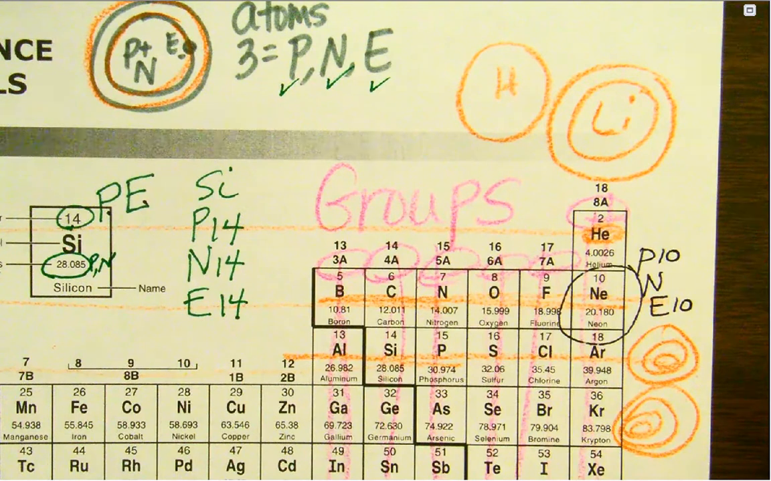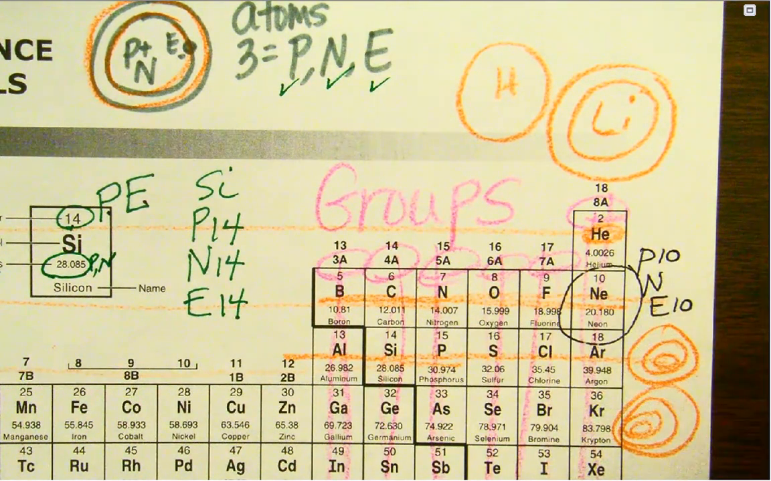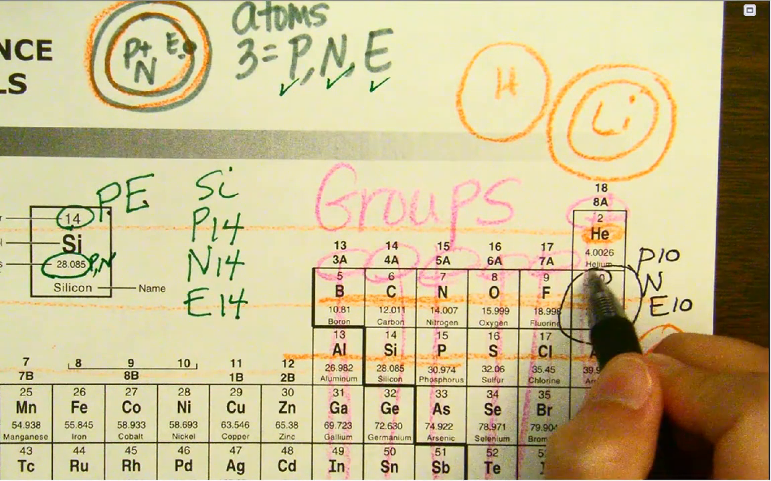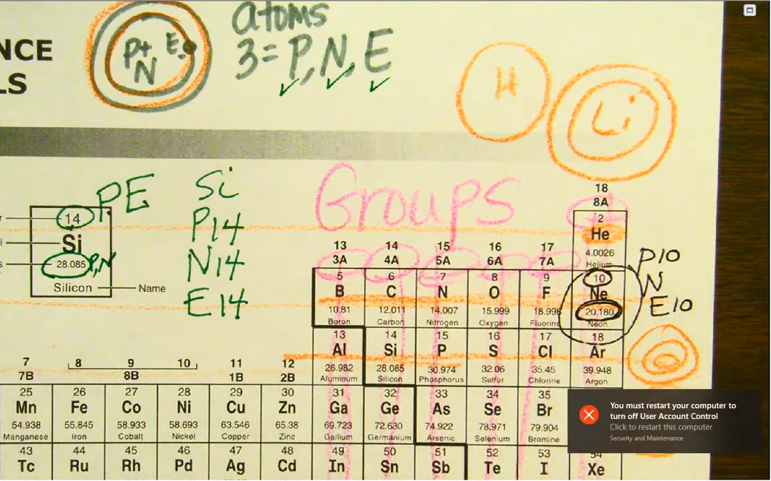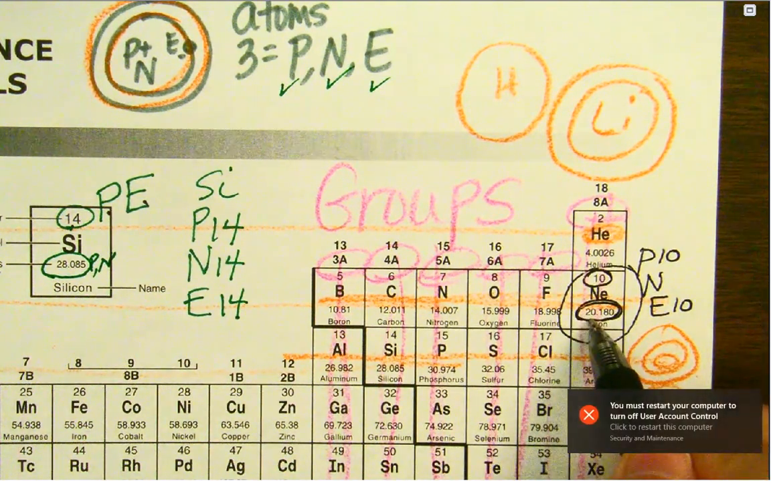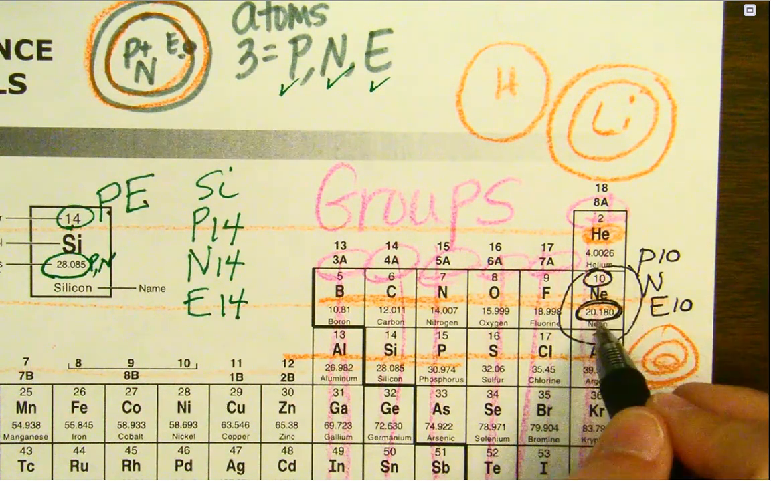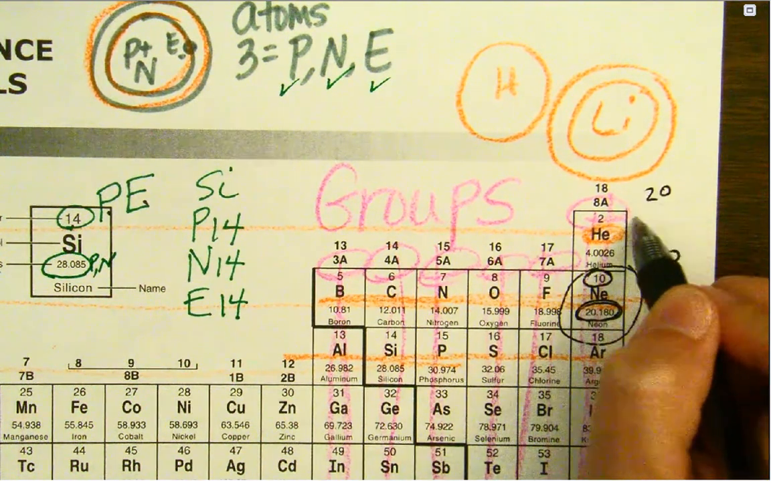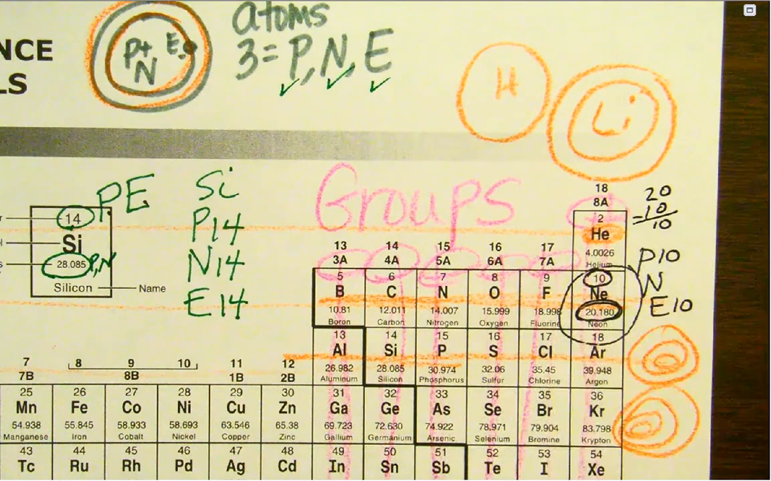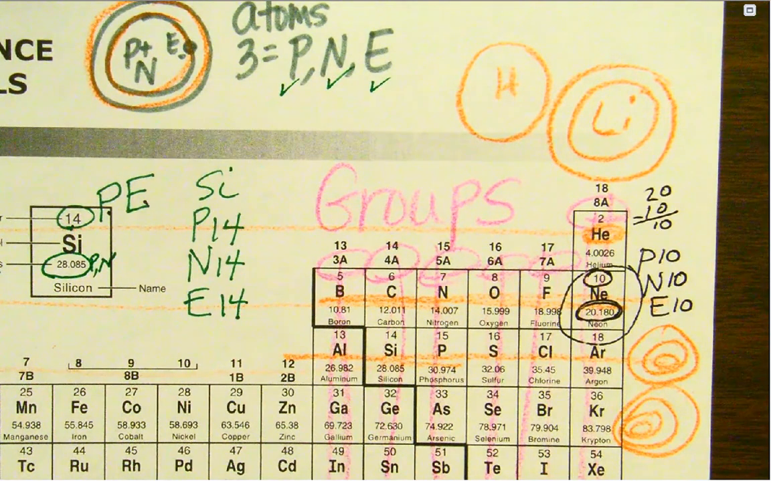But now we have to try and figure out how many neutrons. So again, we're going to take this top number, the atomic number, and we're going to find the difference between that number and the mass number. And down here we have to round it to the nearest number. So we have 10 and 20. What's the difference between 10 and 20? It's 10. So there's going to be 10 neutrons. And that's all we're going to go over for now.